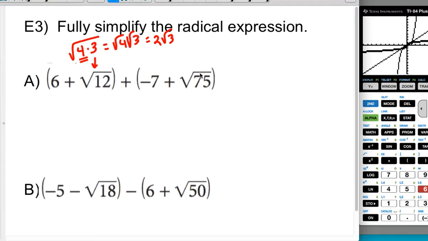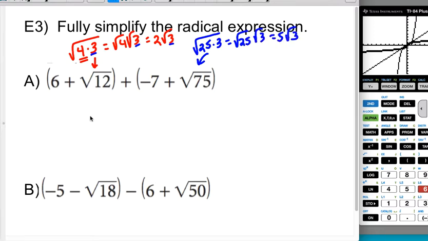I'm going to do the same thing with the 75. Since I was stuck with a 3 here, I'm probably going to get stuck with a 3. So what's 75 divided by 3? Well, that's convenient. It's 25. So this is 25 times 3, and 25 is totally a perfect square. So this is root 25 times root 3, which means it's a 5 root 3.